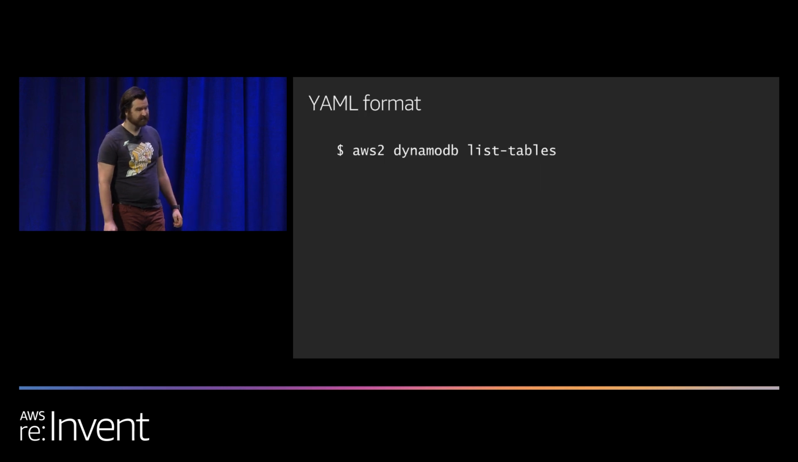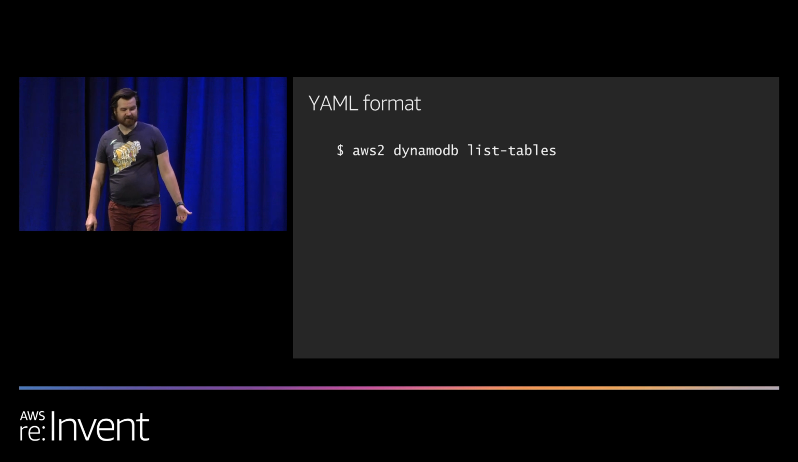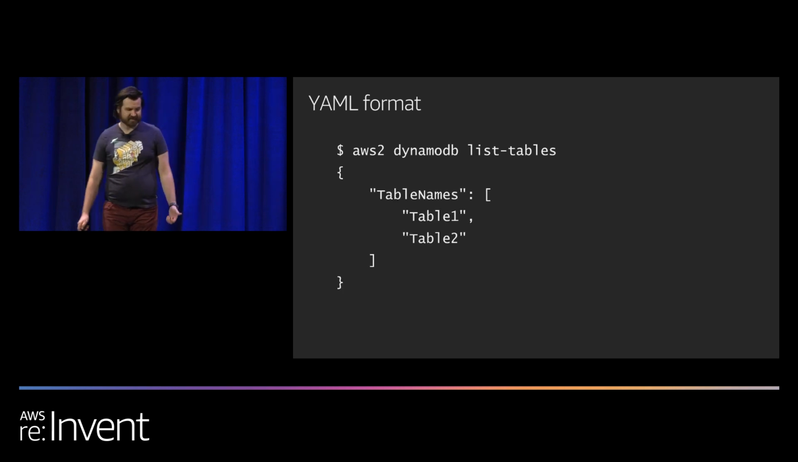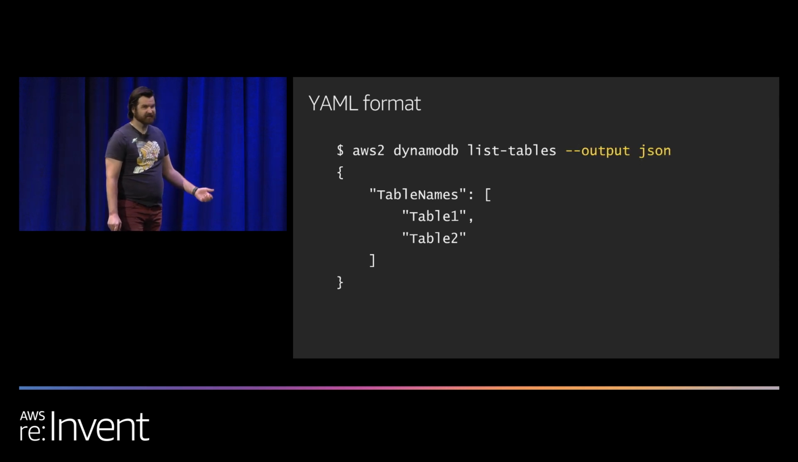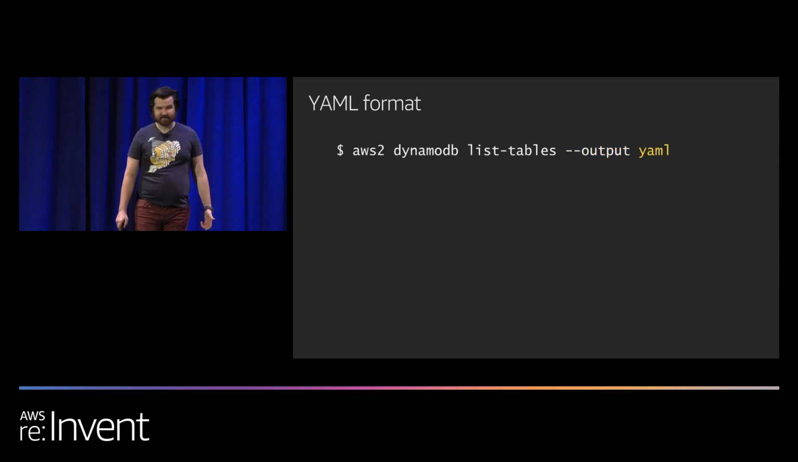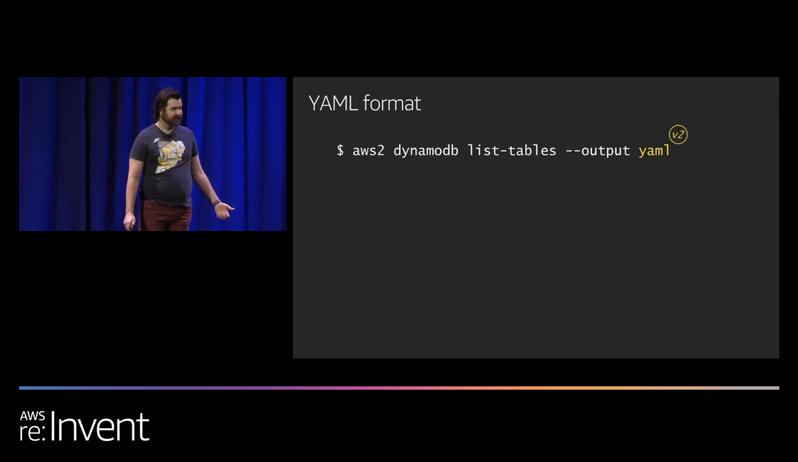So now moving on to YAML format. If you run the AWS CLI with the default configuration like this, you'll get JSON output back. And this is synonymous with running the command with the --output and JSON value. So now with CLI v2, we support YAML as an output format. And when you run this command now, it'll print out a YAML document.